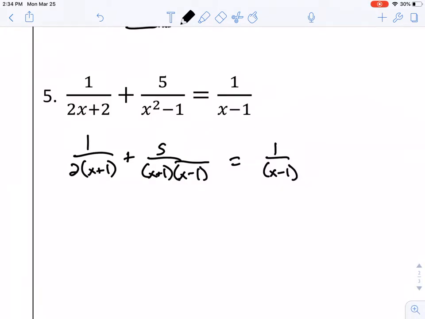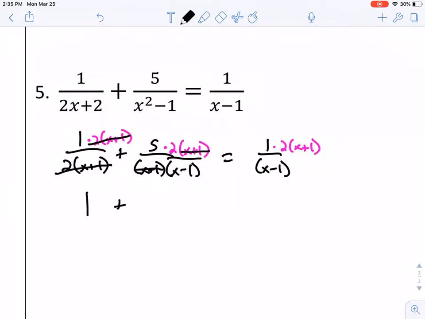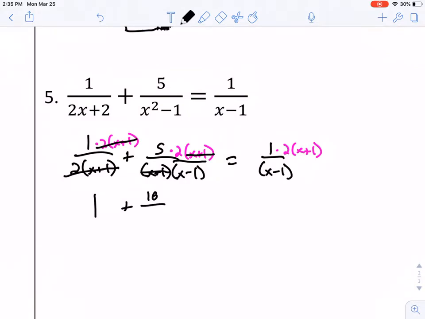So now look at your first fraction, 1 over 2 times x plus 1. We need to get rid of it, so that means we're going to multiply by 2 times x plus 1. And over here we're going to multiply by 2 times x plus 1. And here, 2 times x plus 1. So what we end up getting is this whole thing cancels out with this whole thing, leaving us with 1, plus this x plus 1 cancels out with that x plus 1. 5 times 2 is 10 over x minus 1.